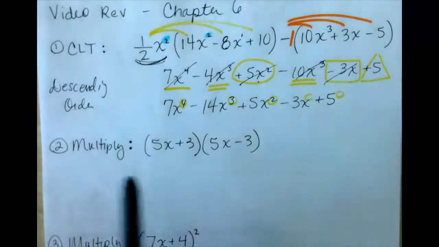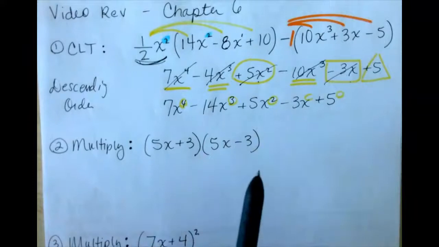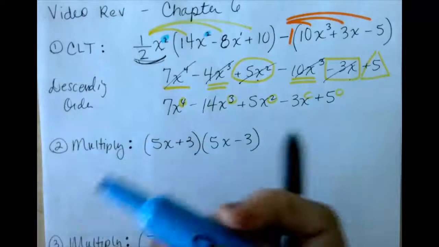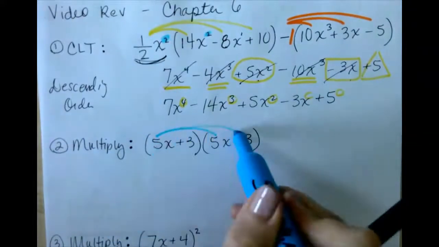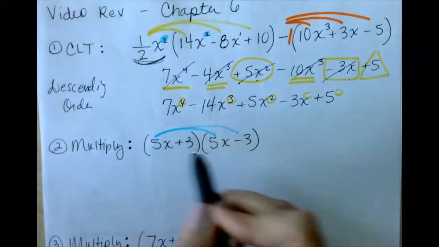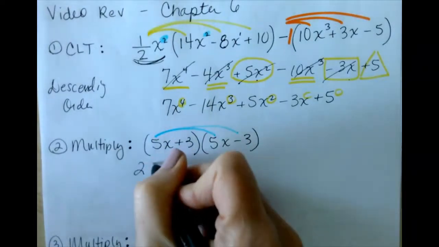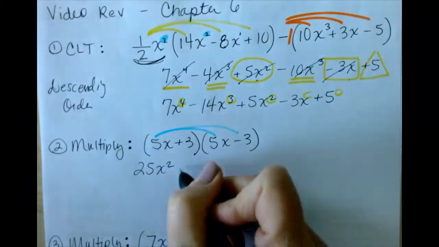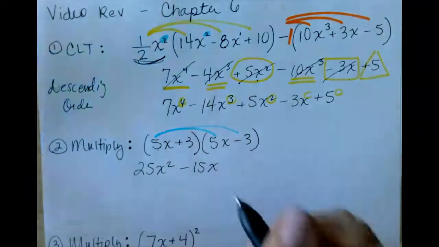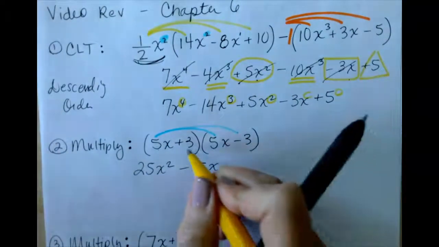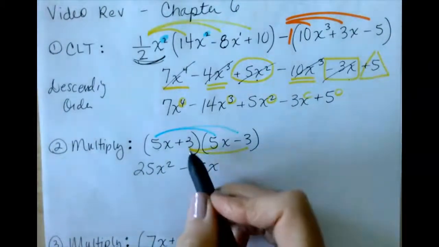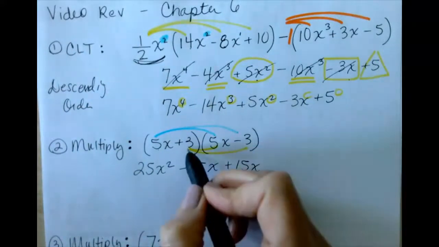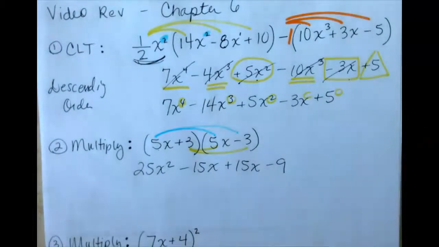Next, in number 2, we have a binomial times a binomial. So we are going to use the distributive property twice. So first, we are going to distribute the 5x through. 5x times 5x is 25x squared. 5x times -3 is -15x. Next, we're going to take the +3 through. +3 times 5x is plus 15x. +3 times -3 is -9.